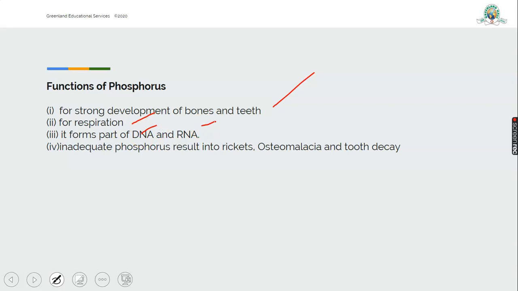Now, can somebody tell me the full meaning of DNA and RNA? Yes? Tokwe? It's okay. Deoxyribonucleic acid. Clap for him. Inadequate phosphorus, or when it is lacking in food, will also result to rickets, tooth decay.